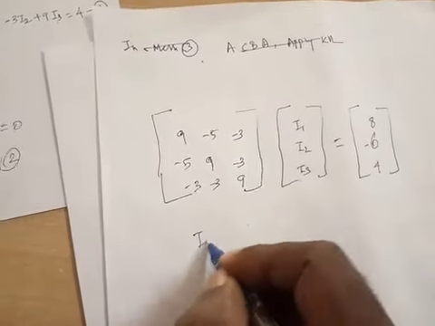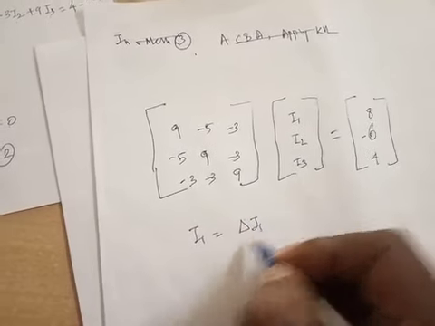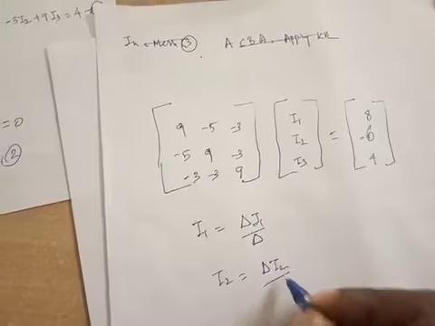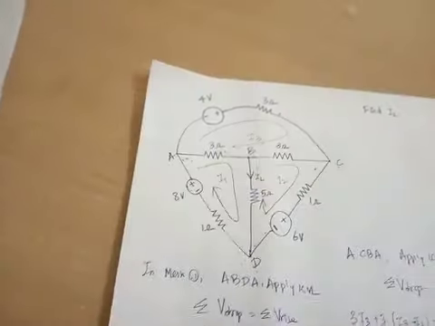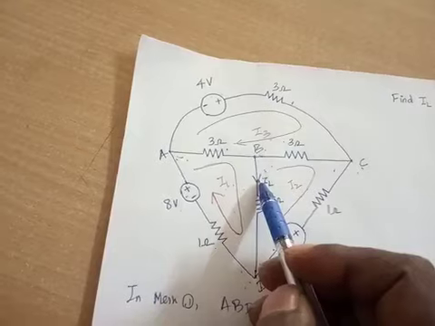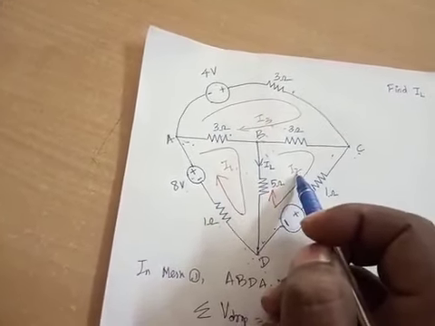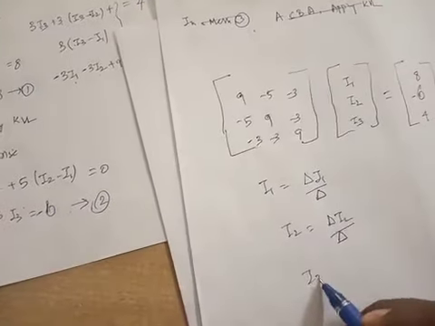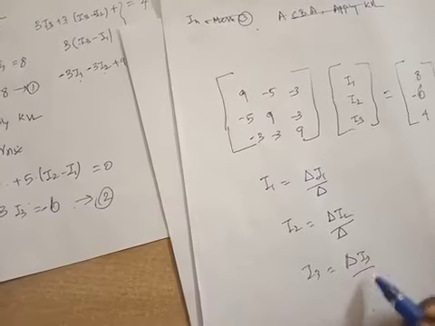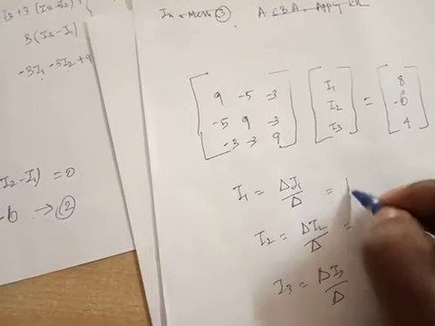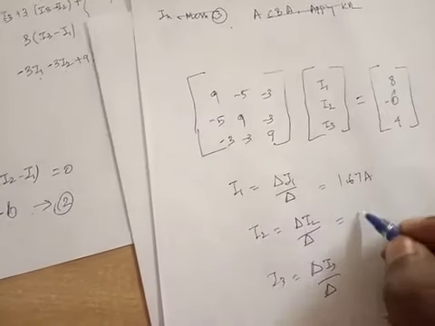By Cramer's rule, I1 equals del I1 by del, similarly I2 equals del I2 by del. We need the IL current, so the I1 and I2 values are sufficient to find it. If you want I3, similarly I3 equals del I3 by del. Just solve the equations and you will find your I1 is 1.67 ampere, and your I2 is 0.67 ampere.